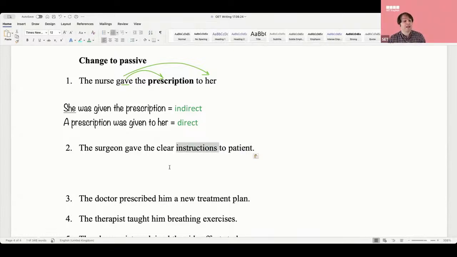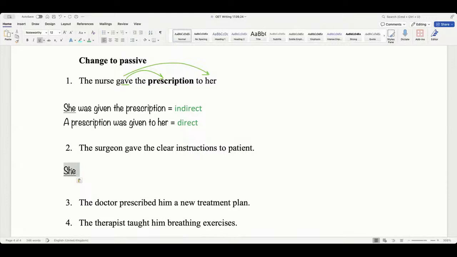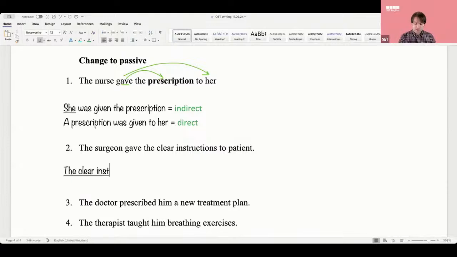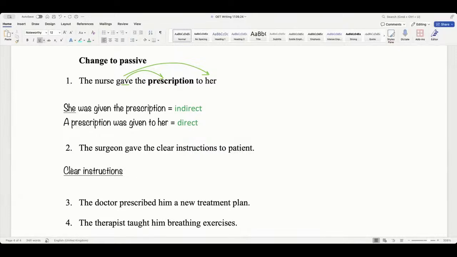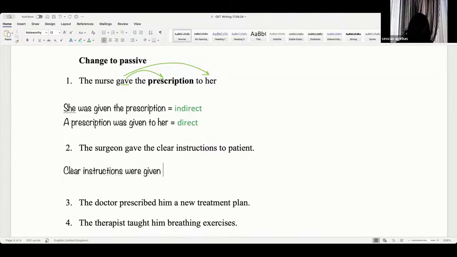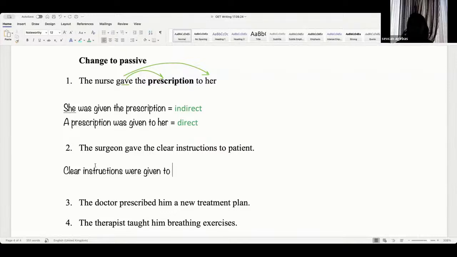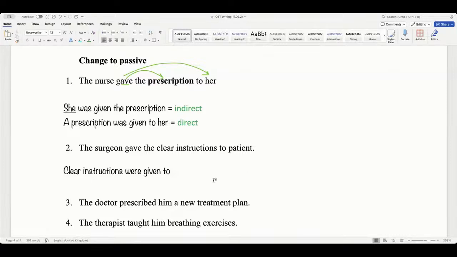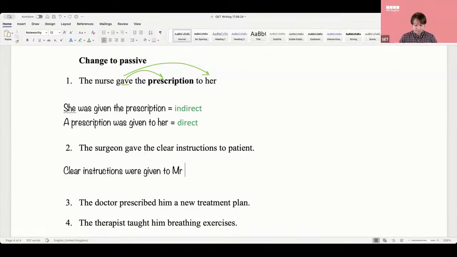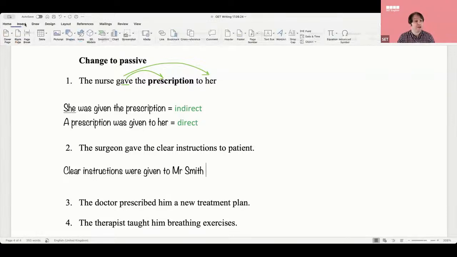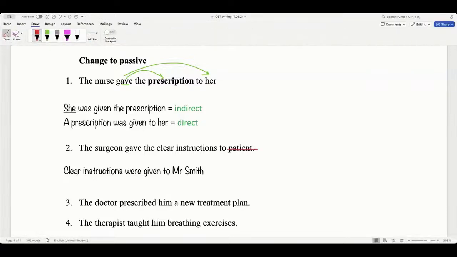Let's start with the direct object, please. Can you do it? Yes, the clear instructions were given to the patient. Is this correct, guys? Yes. Were given to who? Patient. Now, Kenny, should I say patient? No. Always use the name. Never use patient in OET writing, okay? So we can just say Mr. Smith.